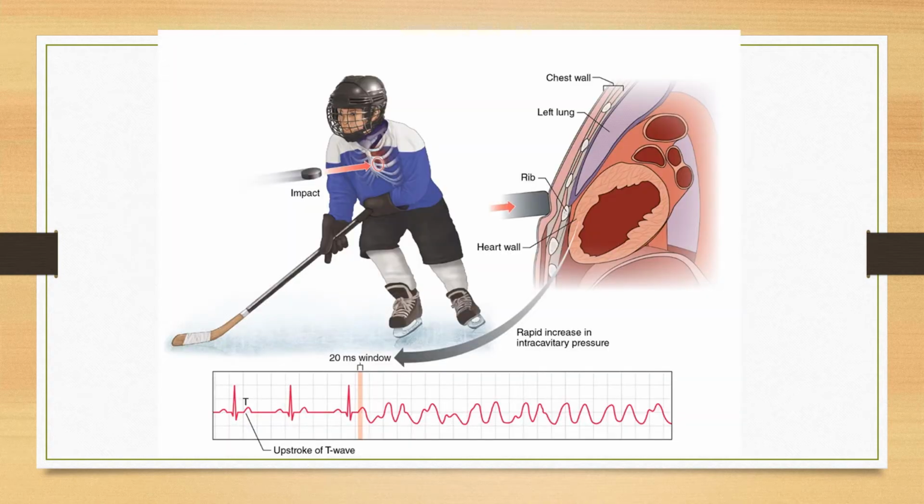And so this is what it can look like. So, in that hockey player, they get hit by the puck, it interrupts the ability to create that normal electrical signal, which takes this person from their normal EKG into what looks like a coarse VFib.